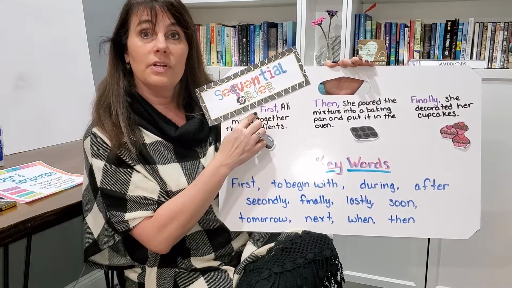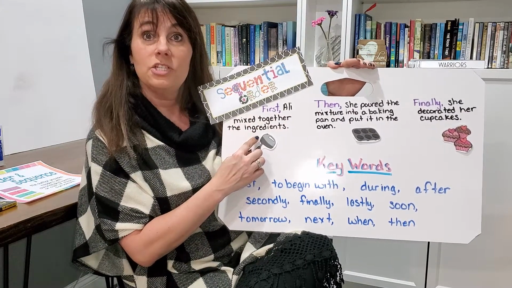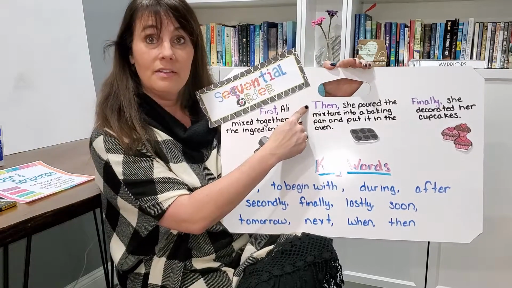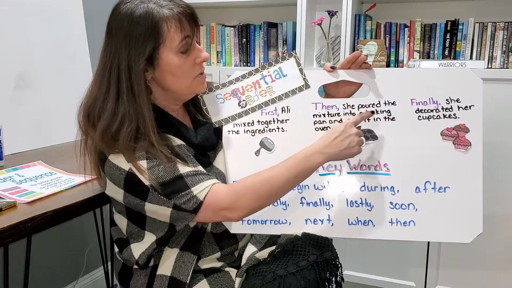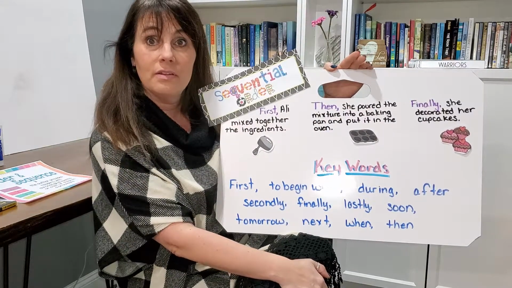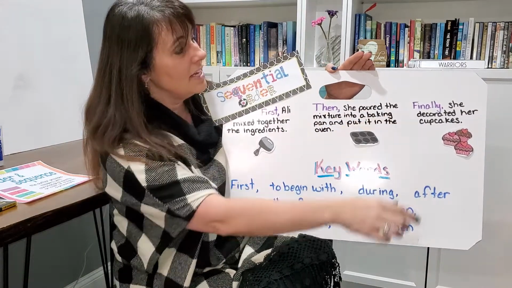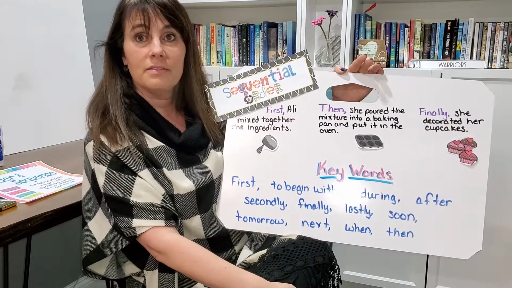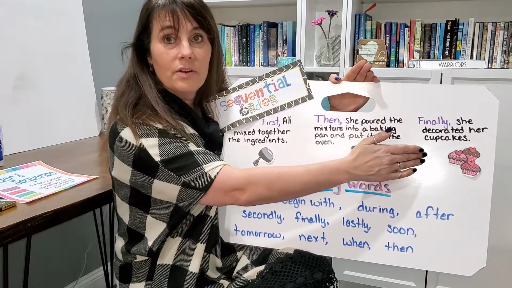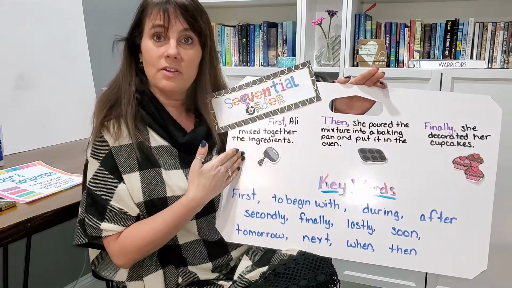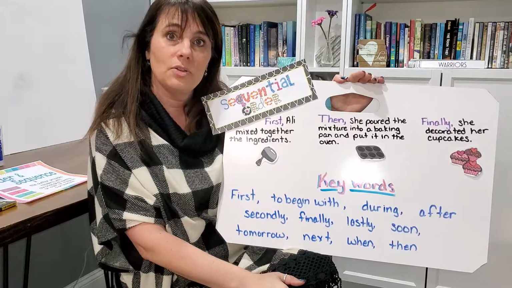We might start with this word here, first. So first, Allie mixed together the ingredients. She'd have to do that first. Then, you notice that word's in purple, then she poured the mixture into a baking pan and put it in the oven. So first she does this, then she does this. Finally, she decorated her cupcakes. Now, if these were in any other order, it just wouldn't make sense. She can't decorate her cupcakes before she mixes the ingredients together. So these are in the order that they have to happen, sequential order.